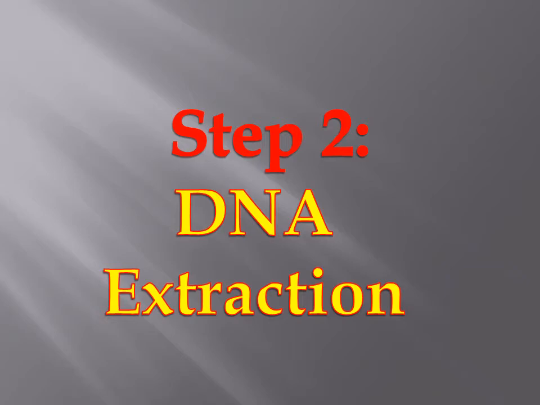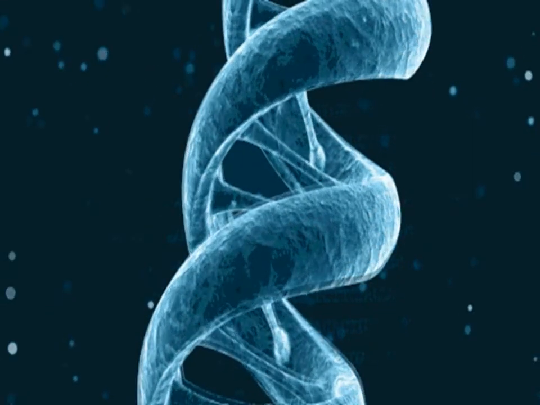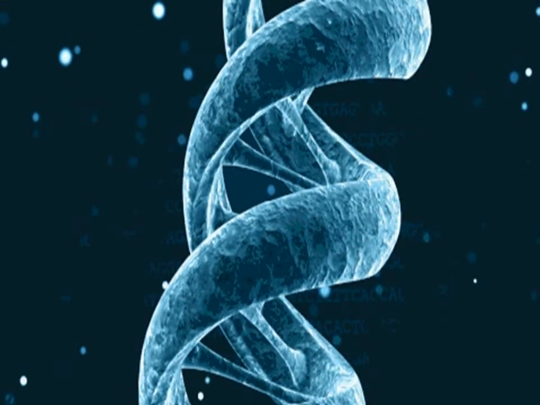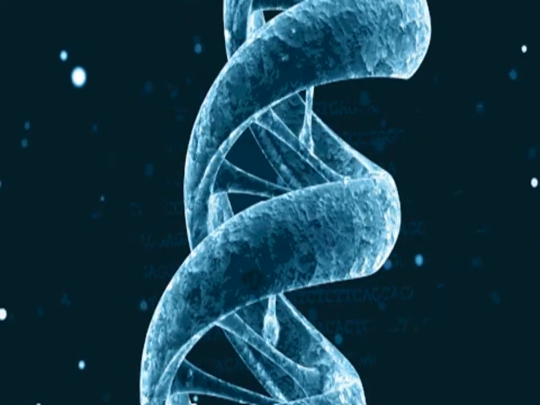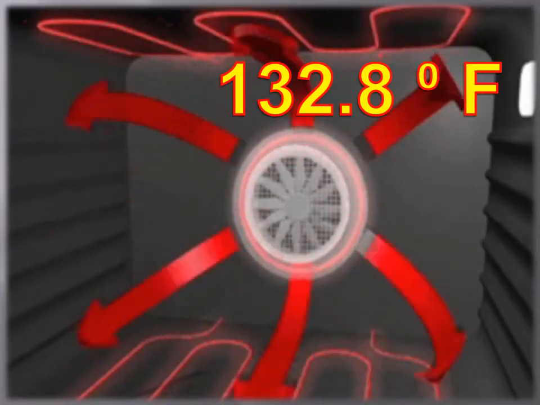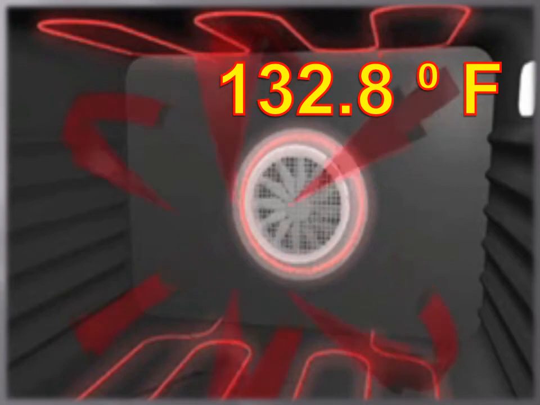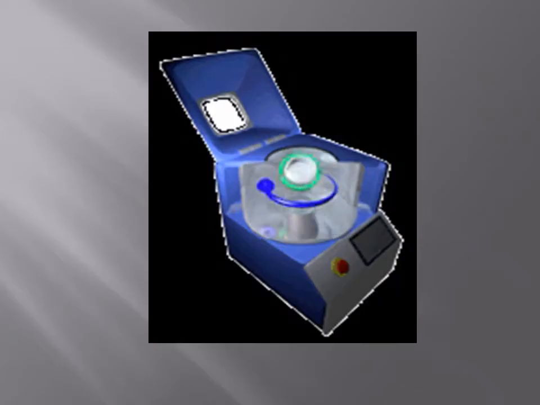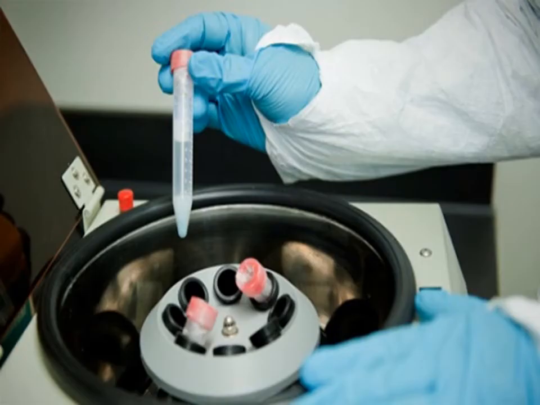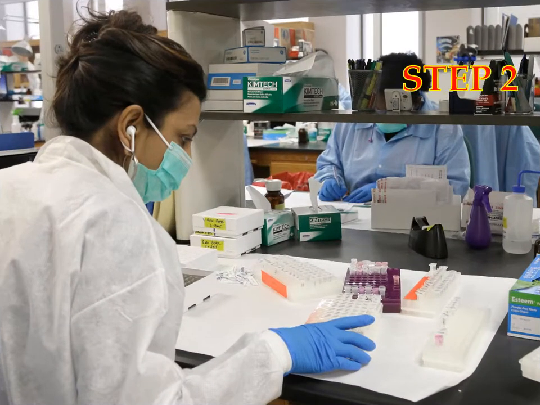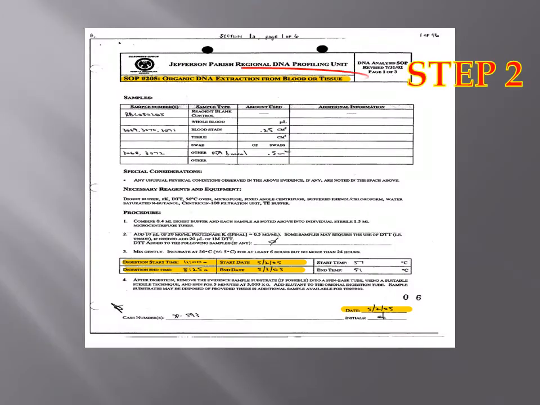Step 2 is the DNA extraction. After breaking open the DNA cell, analysts concentrate and purify the data found inside the DNA cell. This process makes use of a specialized oven at 132.8 degrees Fahrenheit, a fixed angle centrifuge, a microfuge, and many other testing materials. This step must also be a single DNA sample to prevent contamination or mixing. This step is recorded by date and time on Form SOP 205.